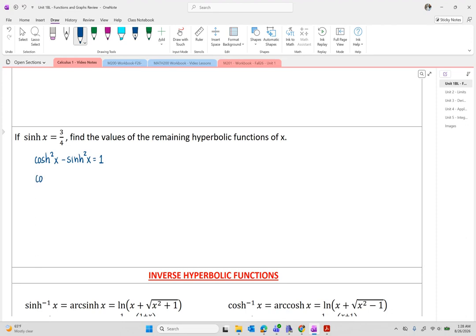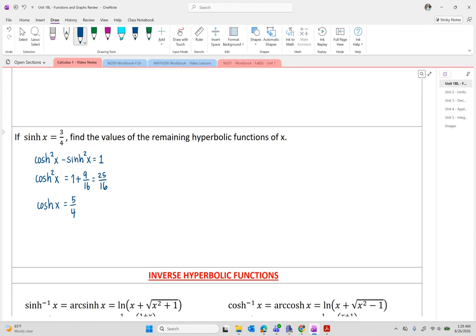So cosh squared of x will equal 1 plus the square of the hyperbolic sine, which is 9/16. So that is 25/16. And the hyperbolic cosine, if you remember, is always positive. So when I take square roots, I don't need to consider the negative option. It will be 5/4. So I found the hyperbolic cosine.